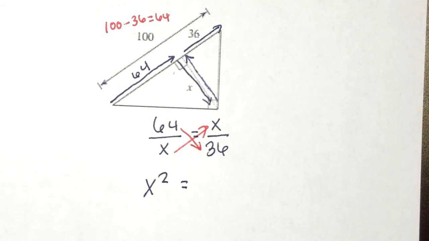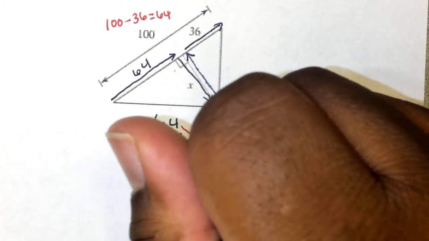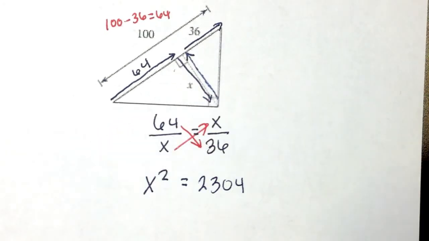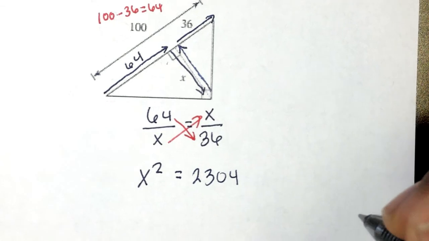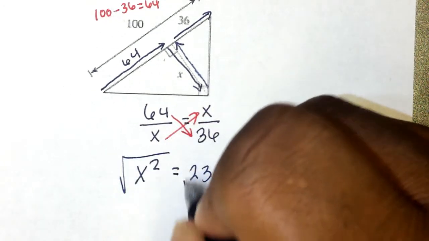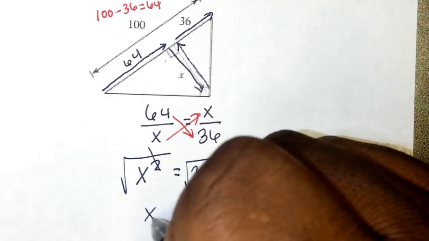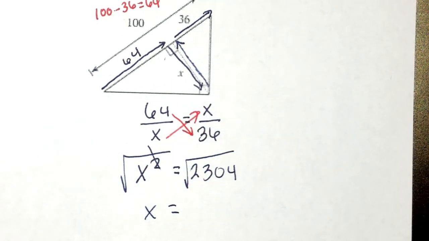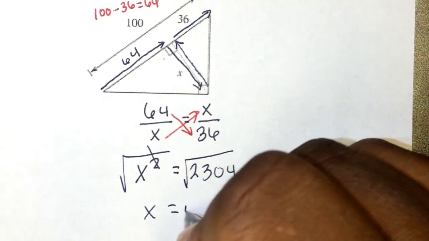I don't know it. Okay. 2,000. Yes. Hold on. Let's do one thing at a time. Now you got x squared. We still solving for x. How we get it squared off of x? Square root. Square root of 2,304. 48.